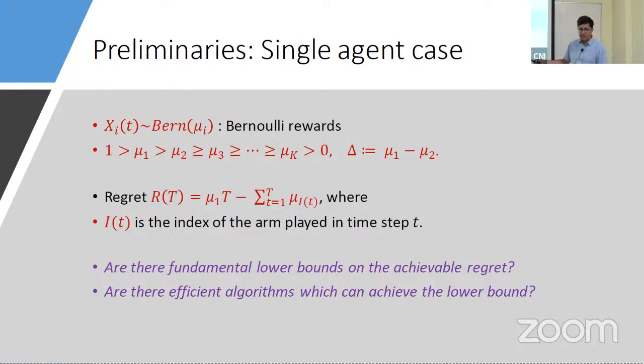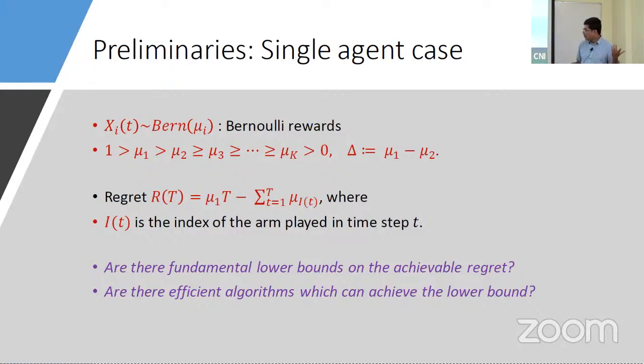So that's the notation. The mu i's are the mean rewards, and the regret is this: if you knew arm 1 was the best and played it for all t times, this is the expected reward you get, minus the expected reward you actually got. That's your regret. And then there are two questions we can ask.